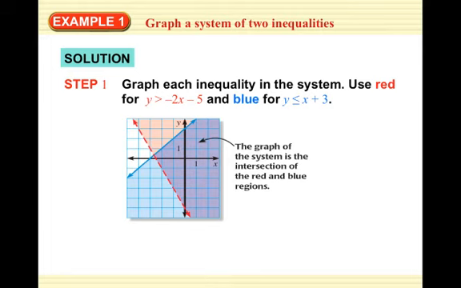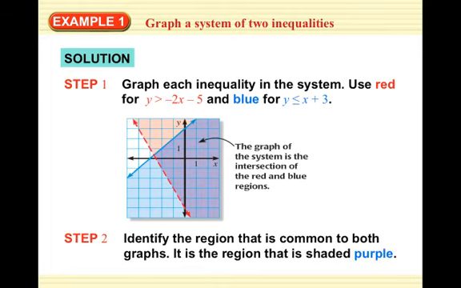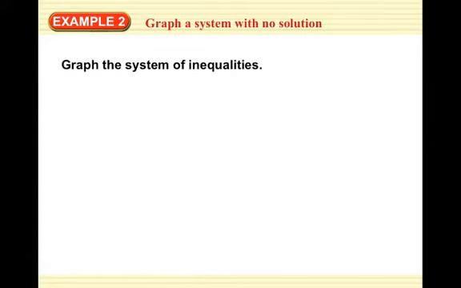Okay, let's look at one more. First, identify the region that is common to both graphs. It is the region that is shaded purple. If you're just using a regular pencil, it should be clearly darker than the areas where only one inequality was shaded. It should be really easy to tell where the overlap is.